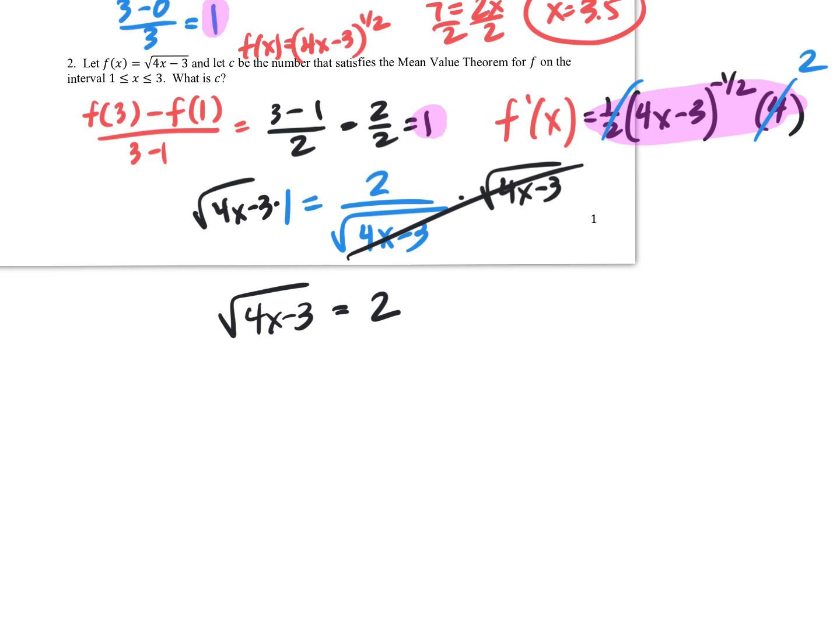What are we doing first to simplify the square root? Square both sides. We get 4x minus 3 is 4. 4x equals 7. X is?